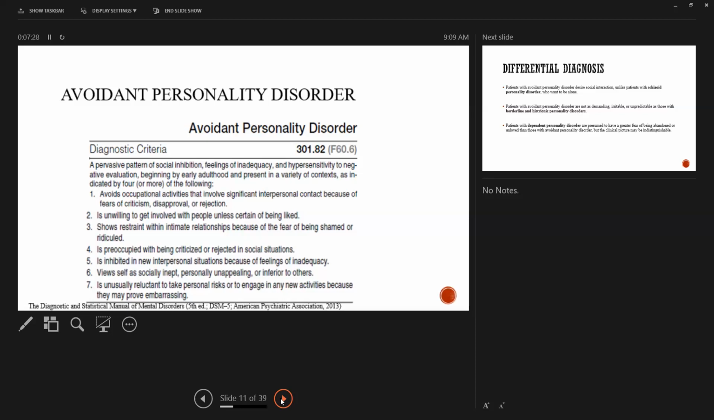And in new interpersonal situations, he will feel very inadequate. So he will be inhibited in such situations. And he will feel that he is socially inept, personally unappealing, or inferior to others, and will be reluctant to take part or to take personal risks or engage in any new activities because he or she will feel that he might get embarrassed in them.